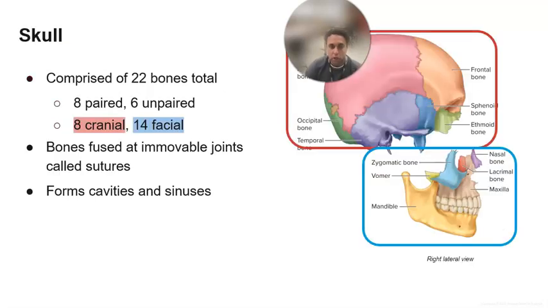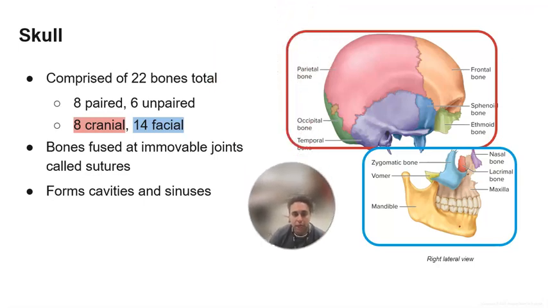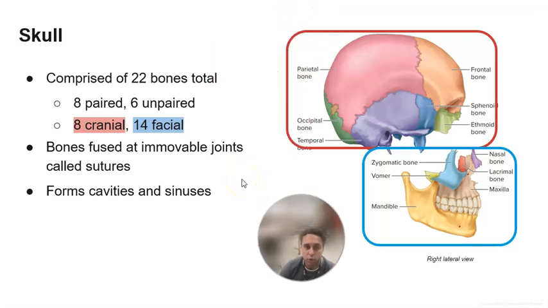So to start with the skull, we mentioned this last week, but the skull actually has 22 bones total. Those 22 bones are divided into 8 cranial and 14 facial. So this part over here has 8 bones, and this part over here has 14 bones. So together they're 22 bones total. We have 8 paired bones and 6 unpaired bones. Paired means we have 2 of them, unpaired means we only have 1 of.